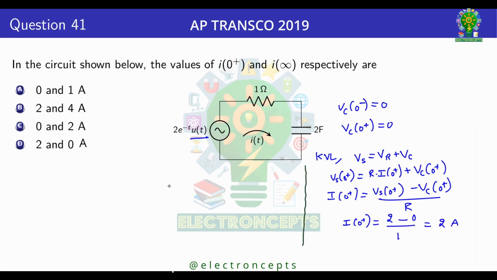Now, as t tends to infinity, Vs is equal to 2 into e power minus infinity, which is equal to 0 volts. Since the input voltage is equal to 0 at t equal to infinity, the steady state current at t equal to infinity will also be equal to 0. Therefore, I of infinity is equal to 0 amps. From this, option D is correct.